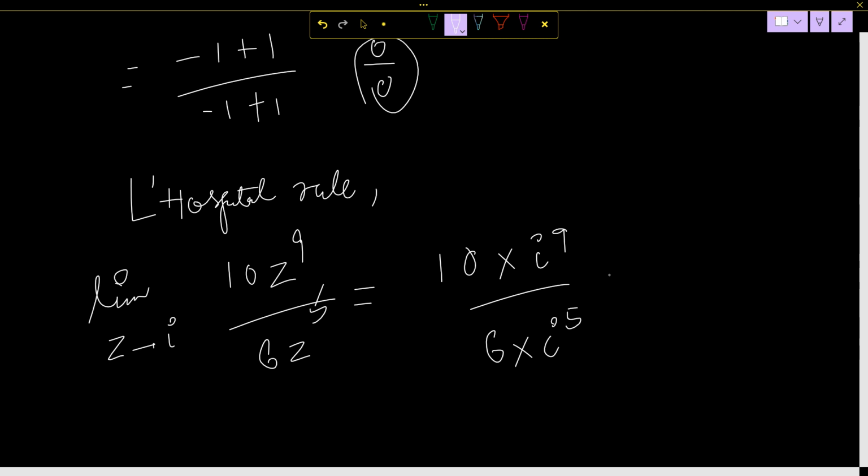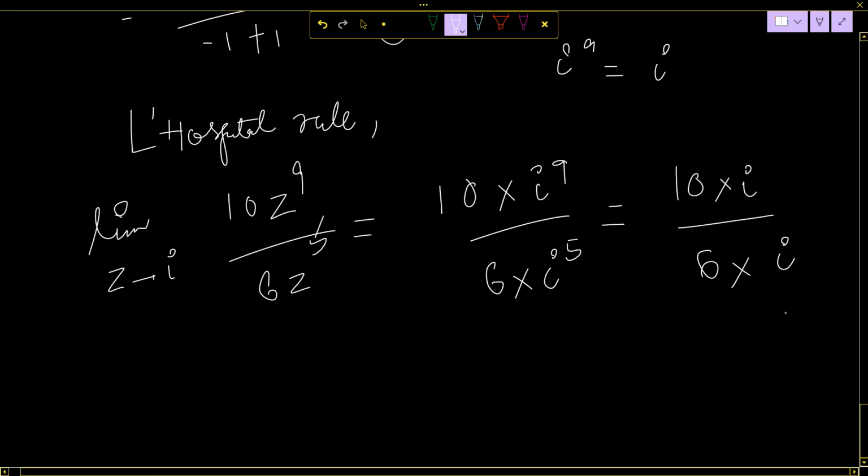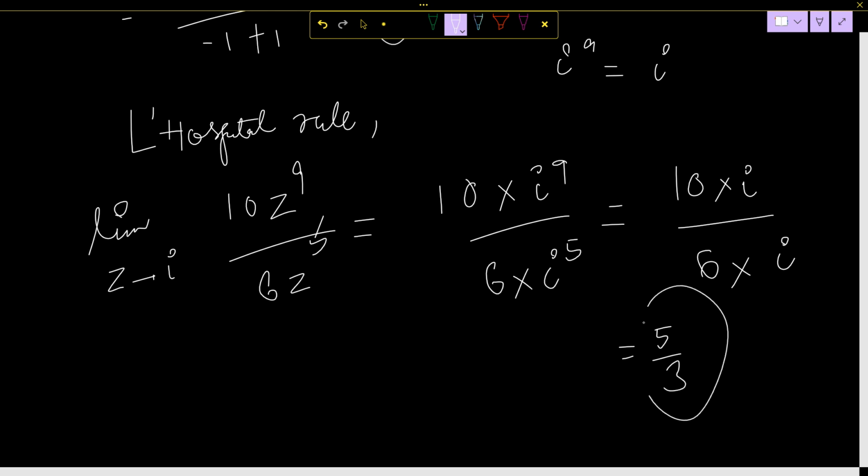So 10 into i to the power 9 becomes how much? i to the power 8 into i, so that should be i, isn't it? Any multiple of 4, if it is the power of i, that will be 1. So 10 into i over 6 into i. So this whole thing becomes what? 10 by 6, that is 5 by 3. So this is the answer. 5 by 3 is your answer.